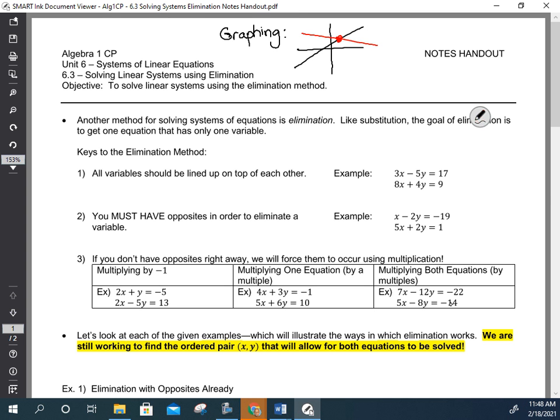The second method is substitution. With substitution, we're given two equations, and you take one equation and plug it into the other. And then you keep solving the problem.